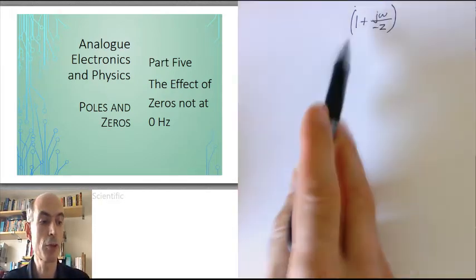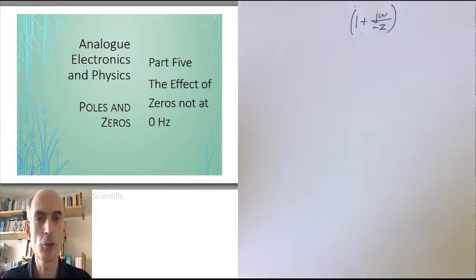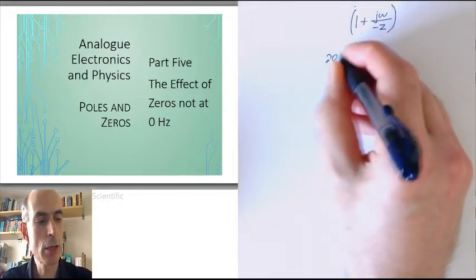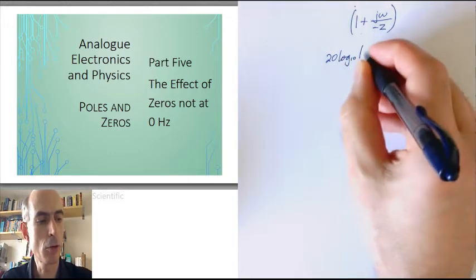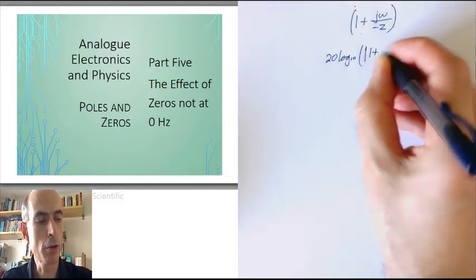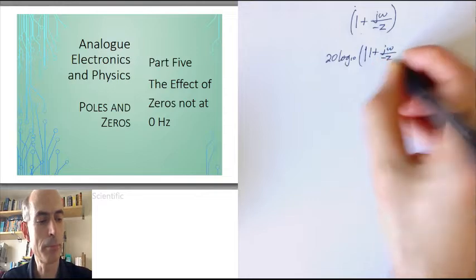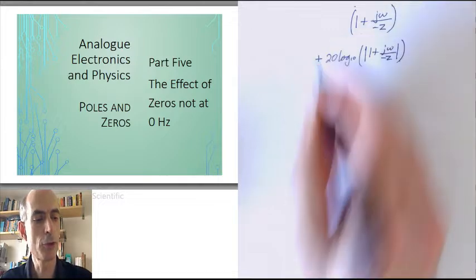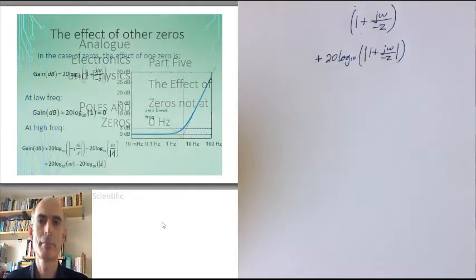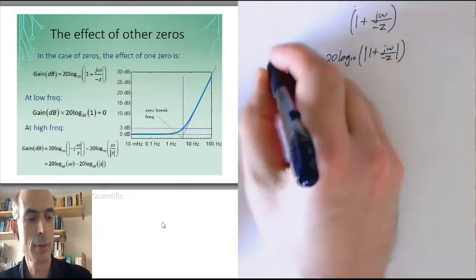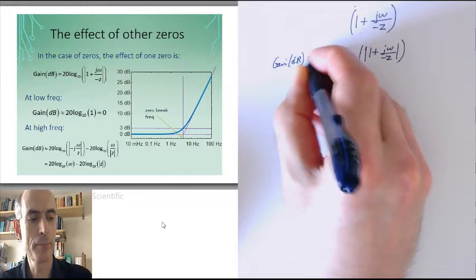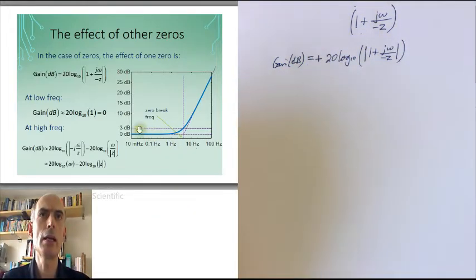And when we transform this into the decibel format, so we can add up the effects of the poles and zeros rather than having to multiply them, that would give me 20 log to the power of 10 of the modulus of 1 plus j omega over minus z. And it would be plus because it's on the numerator. If you plot this, it's the gain in dB due to that zero, then you end up with a curve like this.